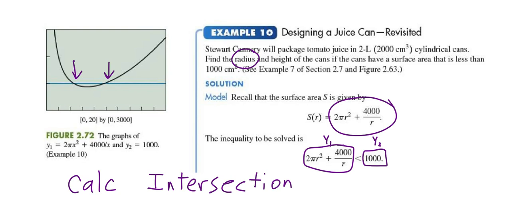I'm doing something wrong. Okay, did you go 0 to 20 on the X min and X max? Yep. You go 0 to 3,000. That's why.